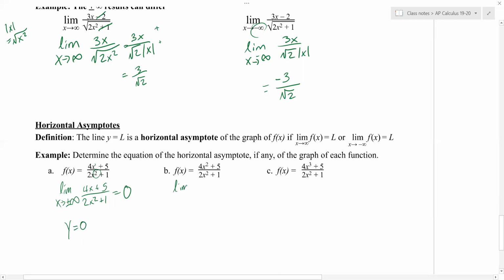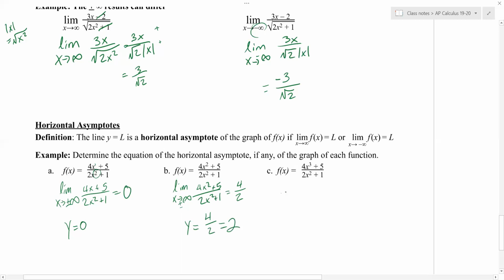We find the limit as x approaches infinity here of 4x squared plus 5 over 2x squared plus 1. While our constant terms cancel, we have the same degree in our numerator and denominator. So that's just going to be 4 over 2. And if we had put in negative infinity, we still have x squared and x squared, the same sign. We're going to get the same answer. So our horizontal asymptote is y equals 4 over 2, or just 2.